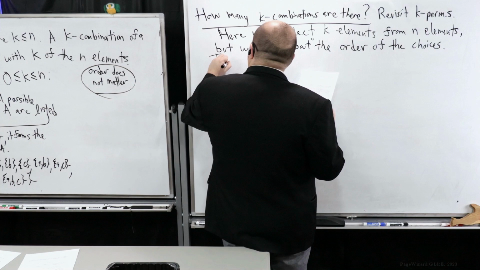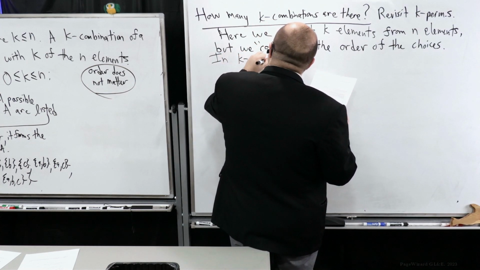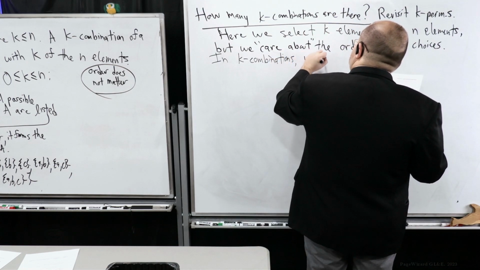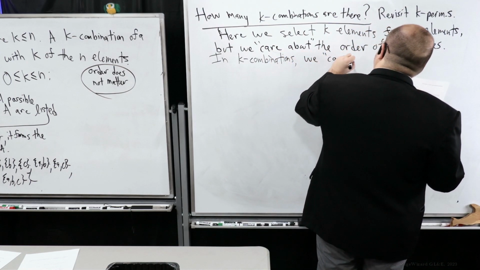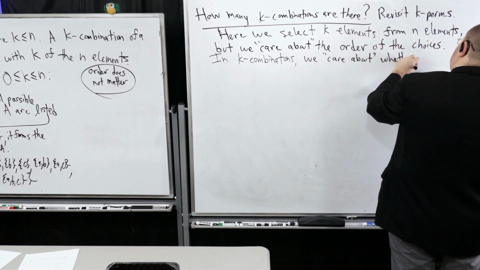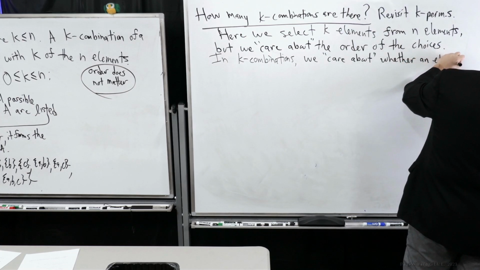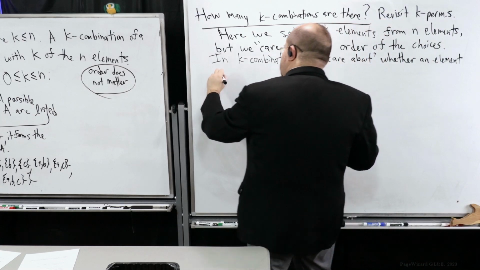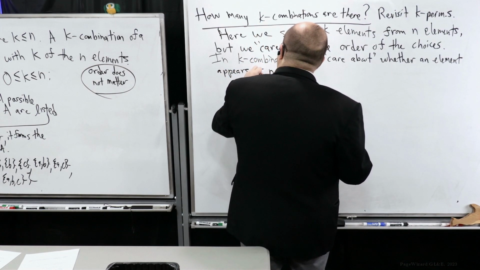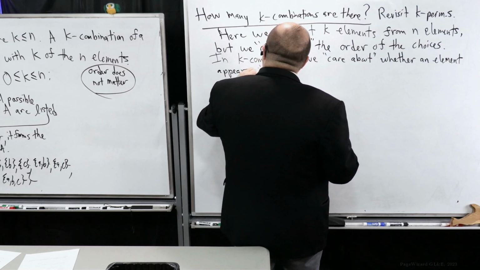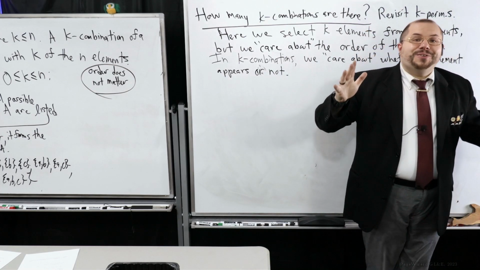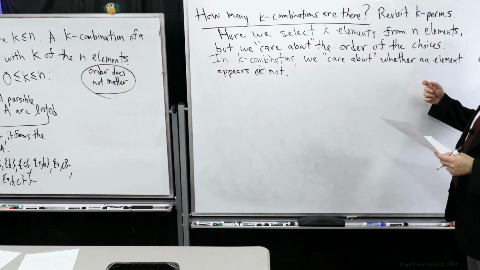In k-combinations, we care about whether an element appears or not. That's all we really care about with the k-combination, is if the element appears or it doesn't appear. It's either going to appear or it doesn't appear, right? So let's do an example.